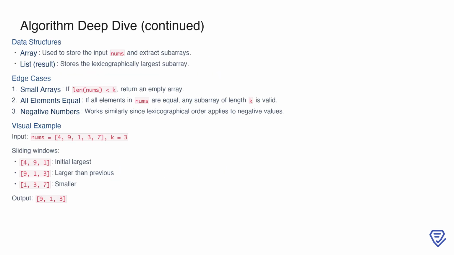In implementing this solution, we rely on basic data structures like arrays to store the input and extract subarrays, and a list to store the result. There are also a few important edge cases to consider. If the length of the input array is smaller than k, we simply return an empty array since no subarray of the required length exists. If all elements in the array are equal, any subarray of length k will be valid as they are all identical. Negative numbers are handled seamlessly, as lexicographical order applies regardless of whether values are positive or negative.